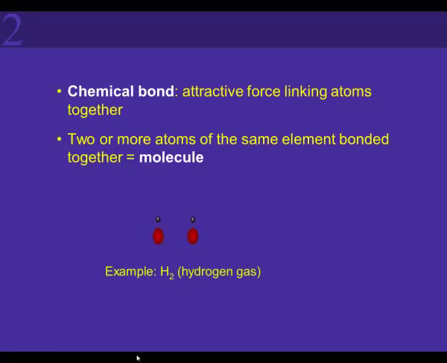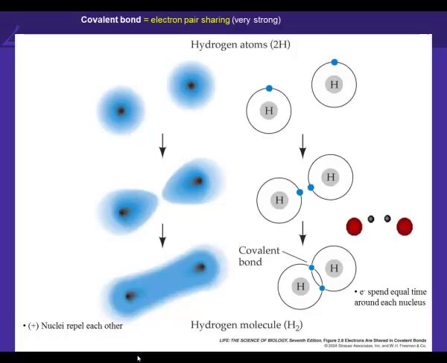Now, hydrogen is one of these atoms that is most stable with 2 electrons in its outermost shell. And for this pair of hydrogen atoms, this has been achieved by sharing electrons. You'll notice that both of these electrons are spending time around each one of the nuclei. This type of arrangement where atoms share electrons is referred to as a covalent bond. These are extremely strong bonds, and they're very important in biological molecules.